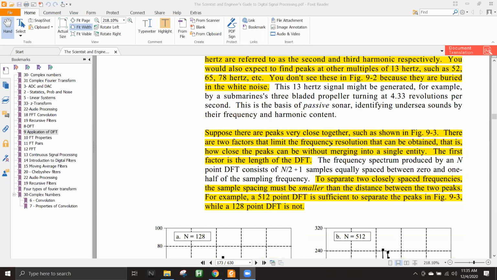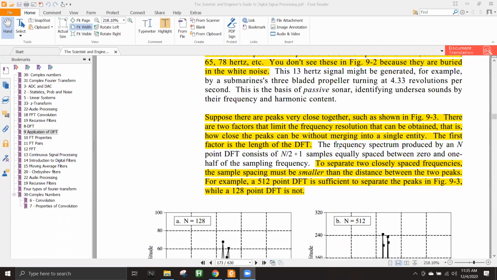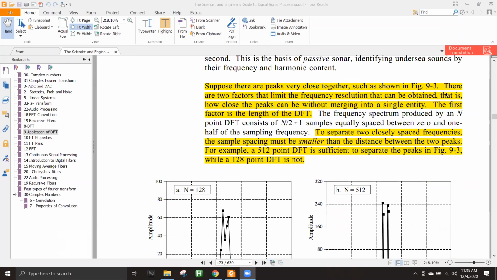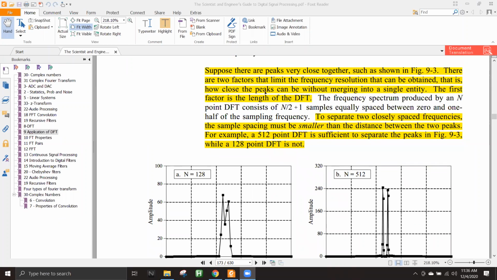Now one problem that can happen is that there are peaks very close together, such as this. In these scenarios, there are two factors that limit the frequency resolution that can be obtained. The first factor is the length of the DFT, that is the value of capital N. Capital N is one factor that will determine how well you can distinguish the peaks. And the other, okay, this part is just explaining that having greater values of N allows you to have more distance between the peaks.